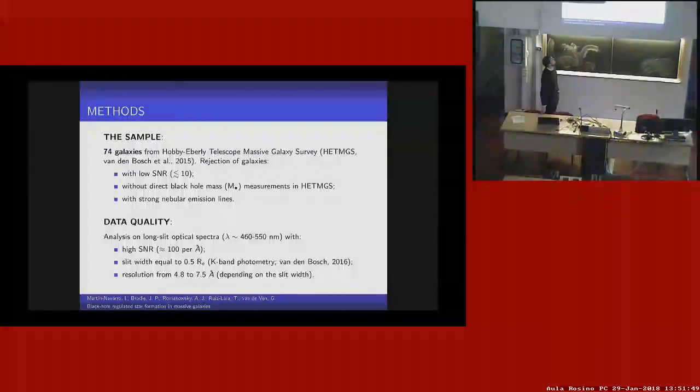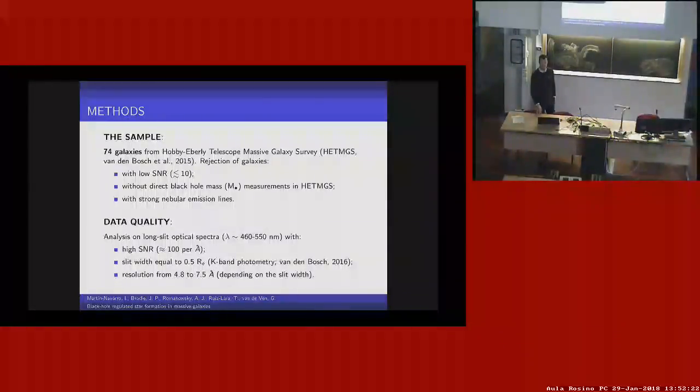For each one of these 74 galaxies, they had long-slit optical spectra in the wavelength range between 4600 and 5500 angstroms, with a high signal-to-noise ratio and a spectral resolution that varies from 4.8 to 7.5 angstrom according to the slit width. They set this to half the effective radius.